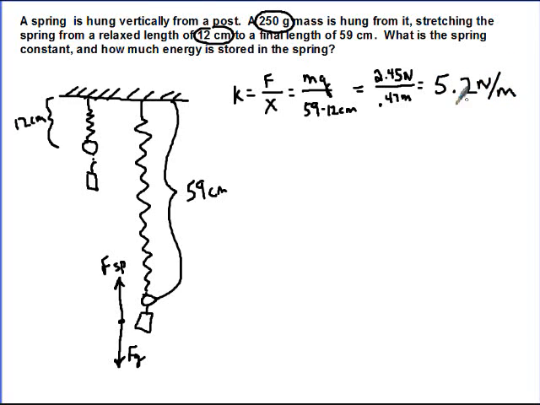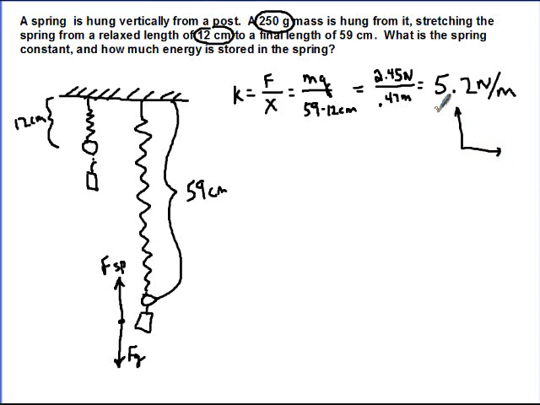Now, that value just tells us how much force is required to stretch it a given distance. If you want to think of it like this, if I exerted 5.2 newtons of force on that spring, I would stretch it 1 meter. If I exerted 10.4 newtons, that would stretch it 2 meters. It just tells us a ratio, again, of force to displacement.